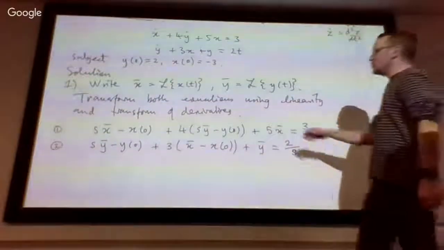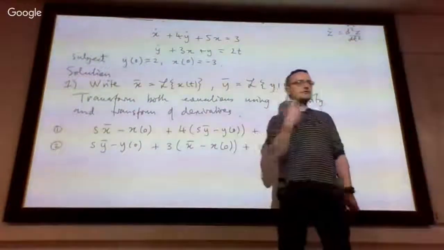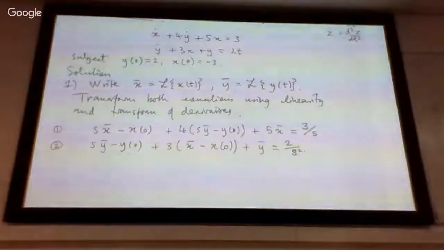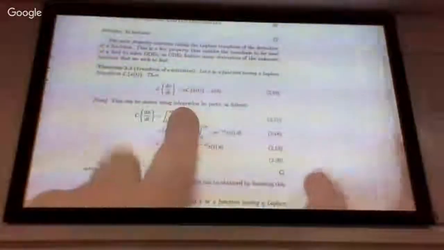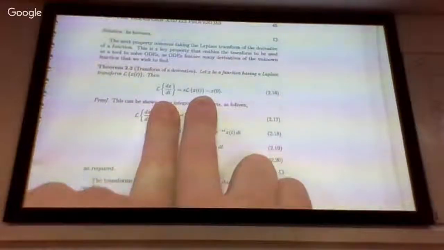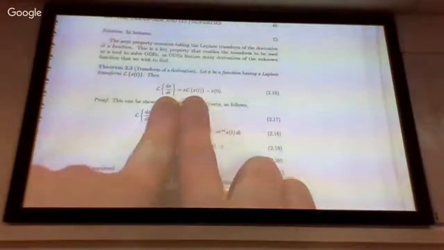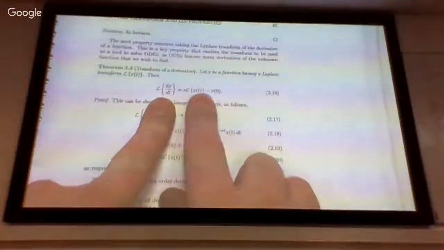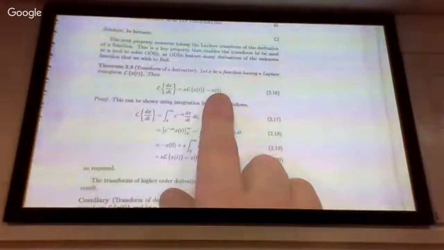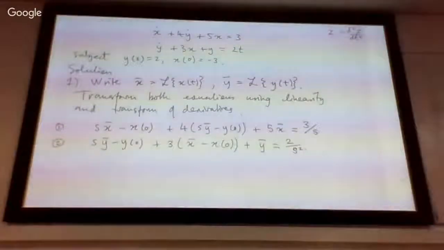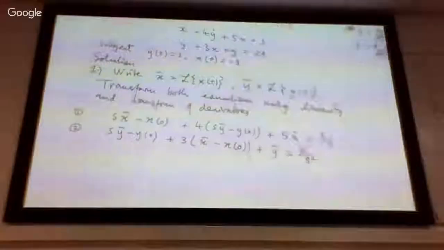These are all instances of the transform of derivatives property, which is summarized on the table, but is theorem 2.3. They're all various instances of this. The transform of a first derivative is s times the transform of the undifferentiated function minus the initial value. That's being used in those four places.